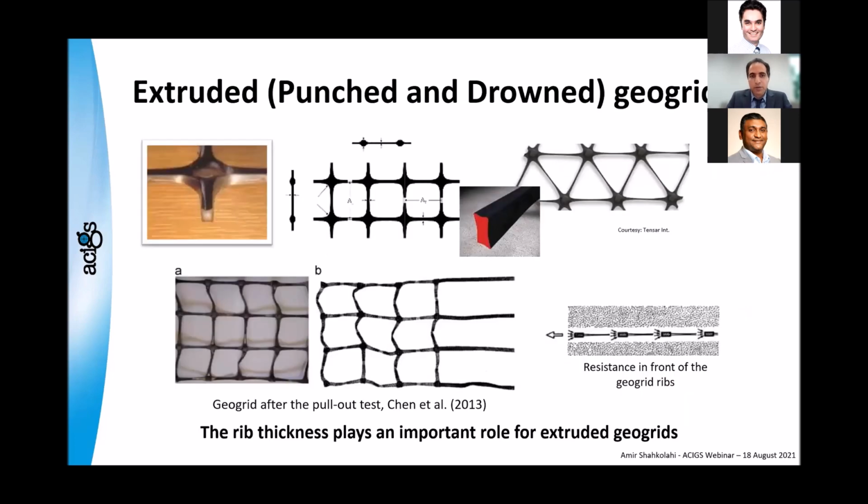Now, for extruded geogrids, as you can see, this photo shows nicely how the bearing resistance in front of the rib can act and help. This is actually the photo after the pull-out test, and you can see the ribs are bending. The thickness of the ribs is very important here. So different geogrids with different rib thicknesses can perform differently, even if everything else is the same.